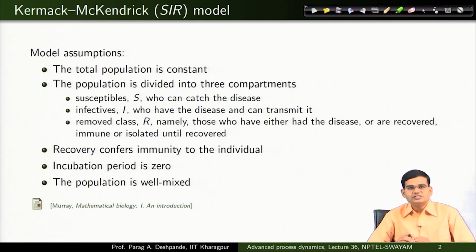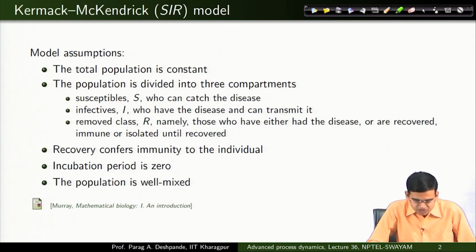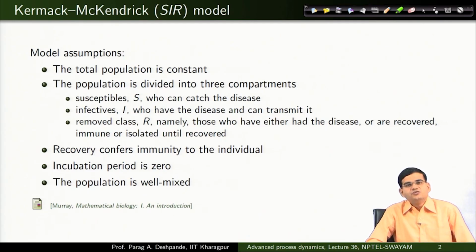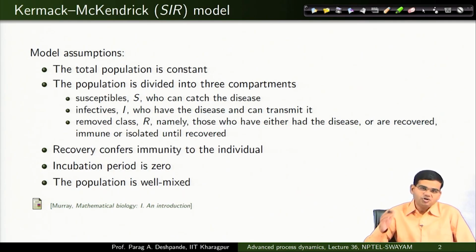So, these days you can see confirmed cases, infected cases, deaths and so on. These are the smaller compartments within this larger population, and it has been assumed that the total number N remains constant. Then the population is divided into 3 compartments. As I said, you would be dividing the entire population N into various compartments. In the SIR model there are 3 compartments.